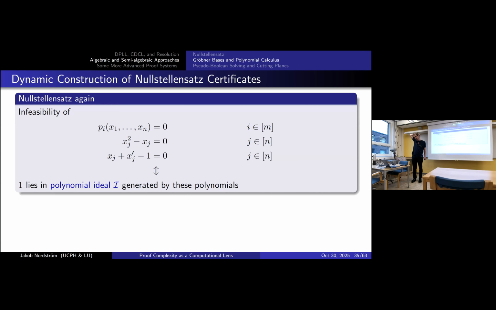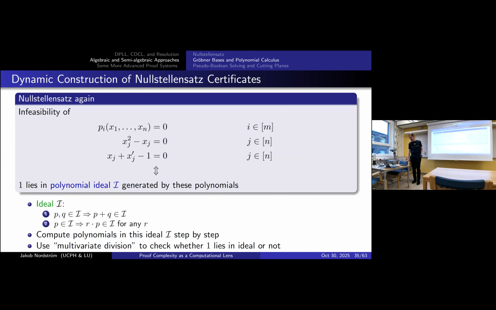If we take another look at Nullstellensatz, what is Nullstellensatz really saying? Well, a Nullstellensatz certificate says that a set of polynomials doesn't have 0-1 valued solutions if and only if 1 lies in the polynomial ideal generated by these polynomials. So what's a polynomial ideal? Well, it's closed under addition: if P and Q are in the ideal, then P plus Q is in the ideal. But it's also closed under multiplication by any polynomial R.